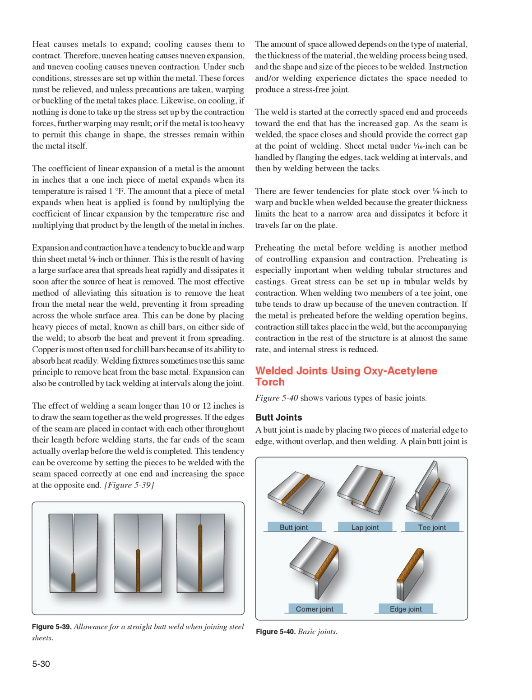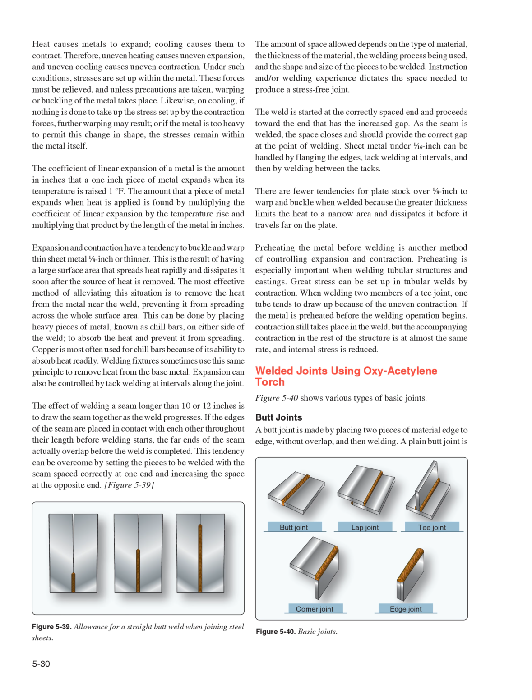Preheating the metal before welding is another method of controlling expansion and contraction. Preheating is especially important when welding tubular structures and castings. Great stress can be set up in tubular welds by contraction. When welding two members of a T-joint, one tube tends to draw because of the uneven contraction. If the metal is preheated before the welding operation begins, contraction still takes place in the weld, but the accompanying contraction in the rest of the structure is at almost the same rate, and internal stress is reduced.